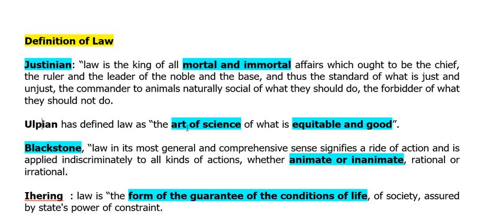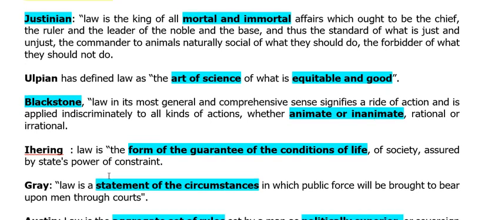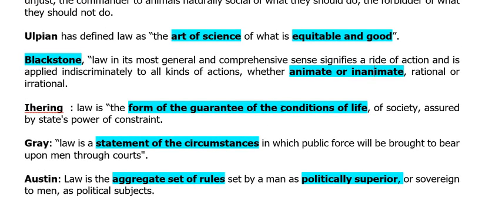Ulpian's definition can be identified by art of science, equitable and good. Blackstone's definition can be identified by animate or inanimate. Ihering's definition can be identified by form of guarantee of the conditions of life. Gray's definition can be identified by statement of the circumstances. No other philosopher uses this term, statement of the circumstances, and how you will be cramming it depends on you.